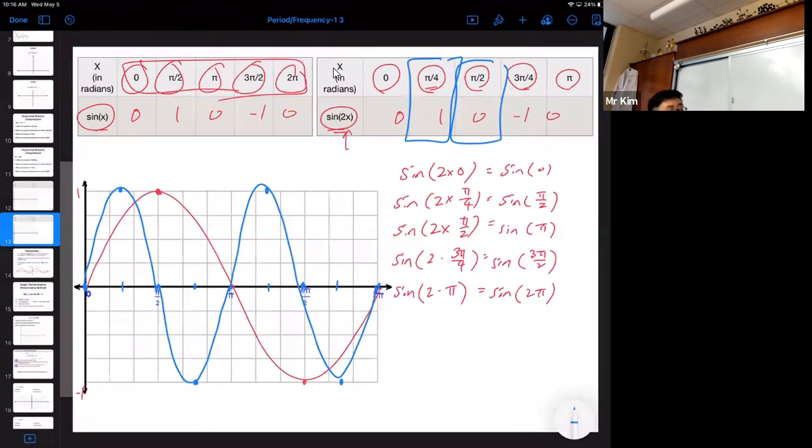So if you want to memorize it in whichever way you're more comfortable with, horizontal stretch or compression, in which we're familiar with graph transformation, or the wave is happening twice as fast in terms of rate, that's also another great way to think about it. So whatever works for you guys.